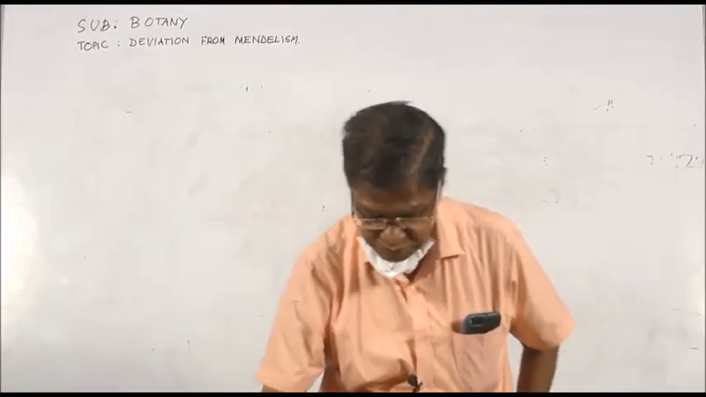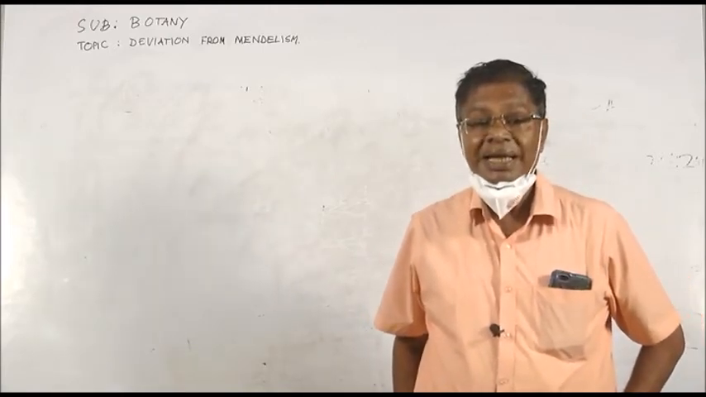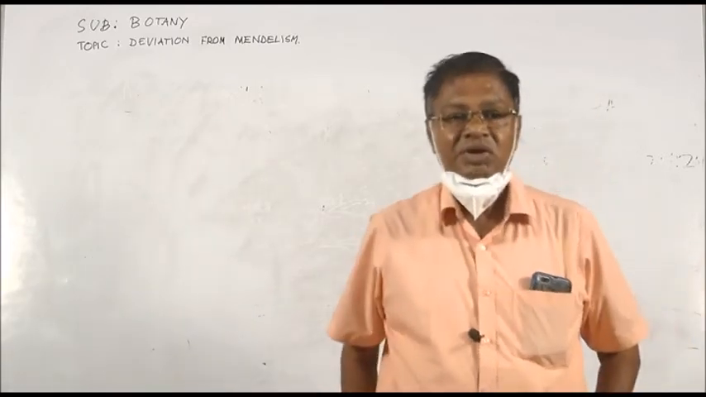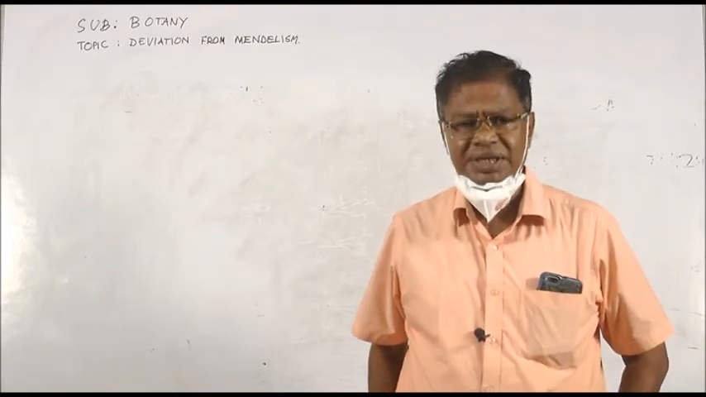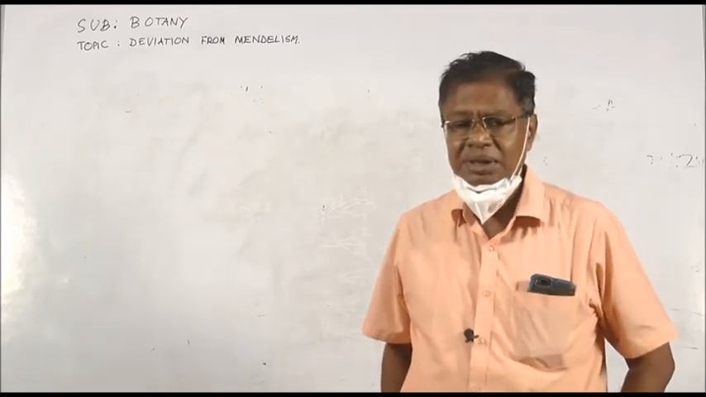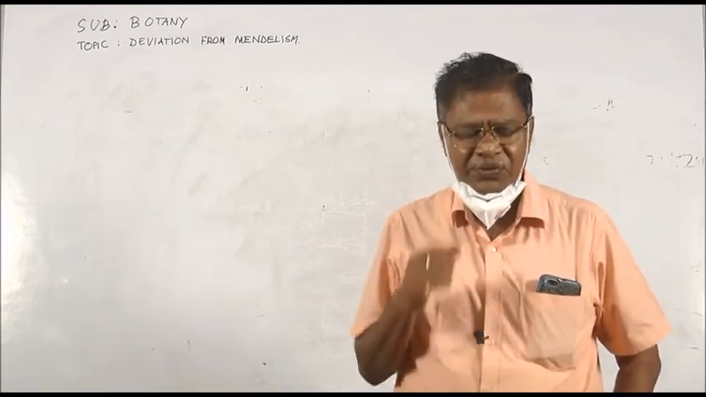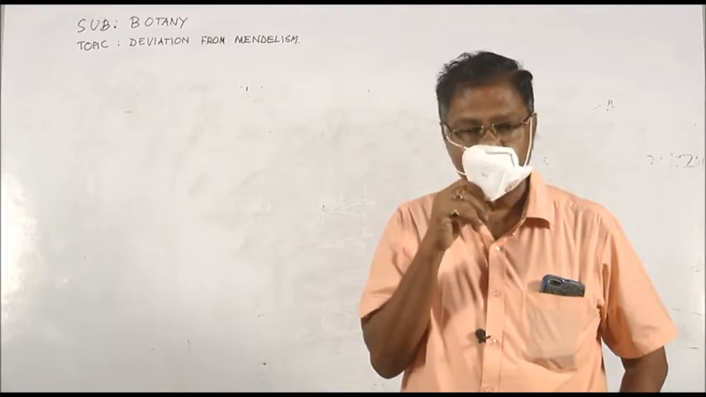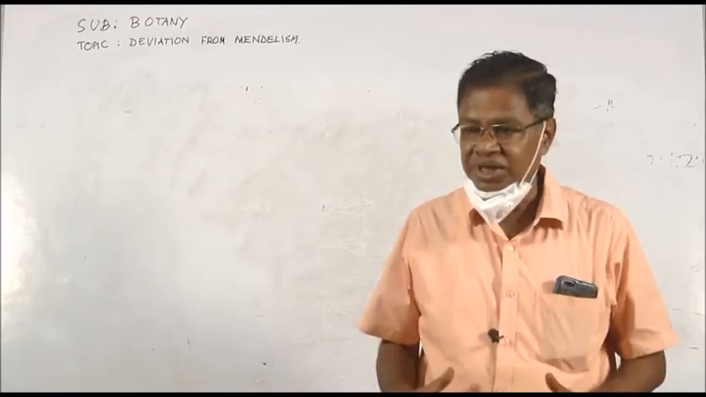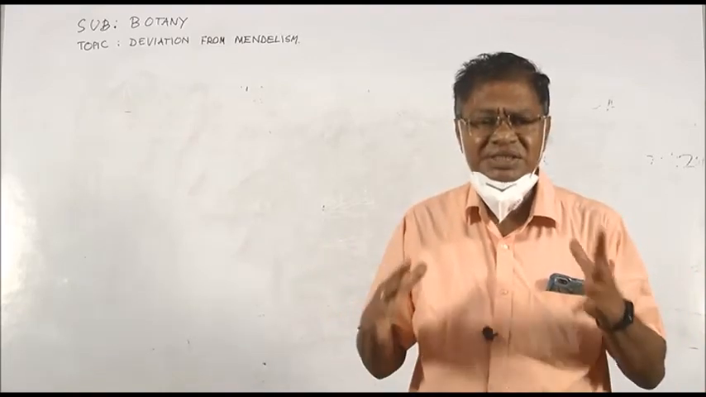Now, let me sum up the multiple inheritance, multiple genes inheritance. Multiple genes is when a large number of genes express a single character, it is called multigenic inheritance. Now, here the number of genes taken as an example is 3.